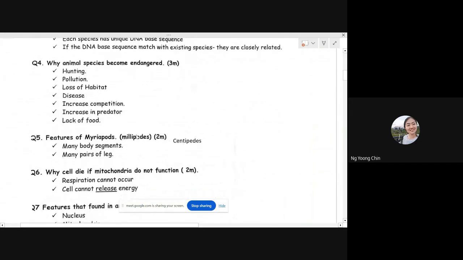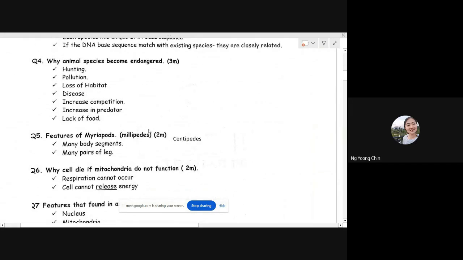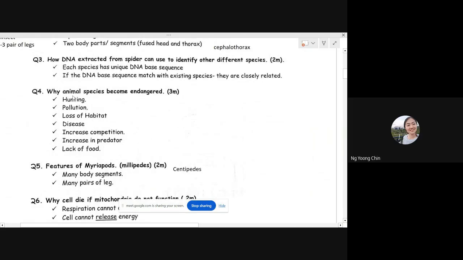Then we continue to talk about the next few chapters. If the question asks why animal species become endangered, there are some reasons which contribute to it, such as hunting, pollution, and loss of habitat. Those are the reasons able to contribute to endangerment in animals.